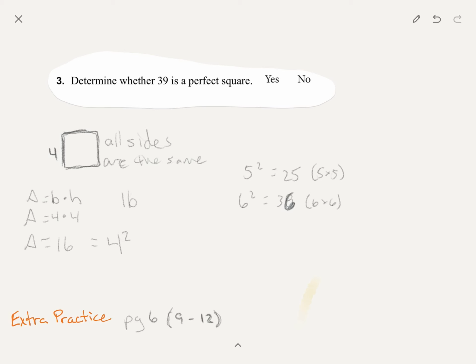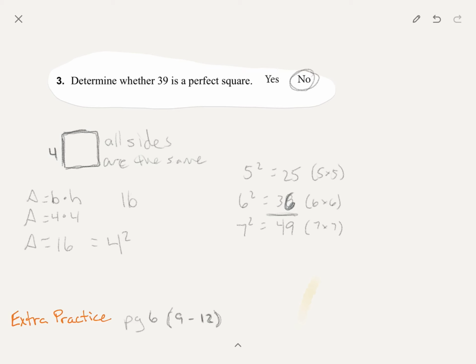And then the next number, 7 squared, which would be 7 times 7, is 49. So 39 fits somewhere in between here. 39 cannot be a perfect square because 6 squared, or 6 to the second power, and 7 to the second power are the outcomes. So 39 is in between there, so it is not a perfect square.